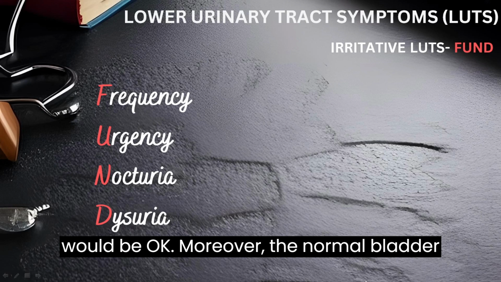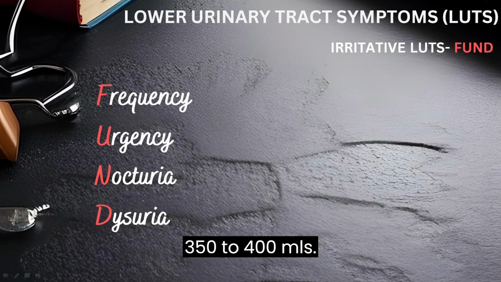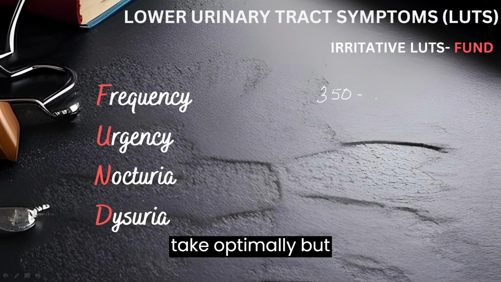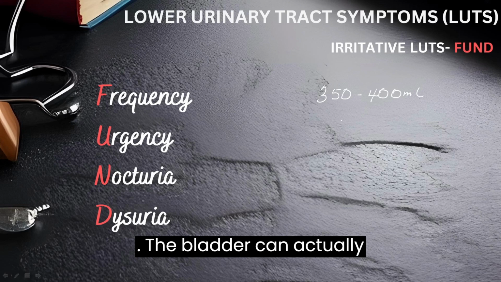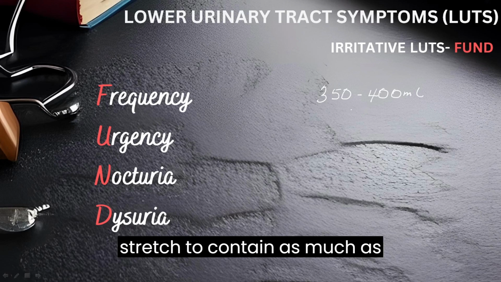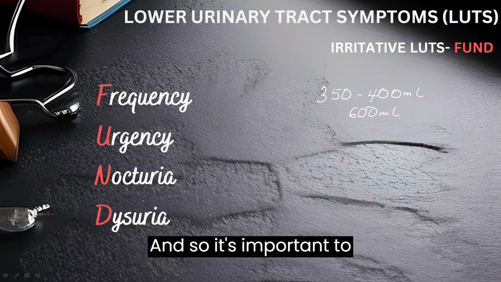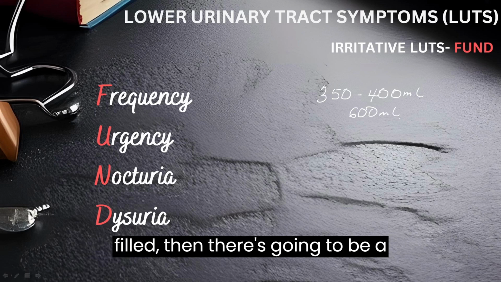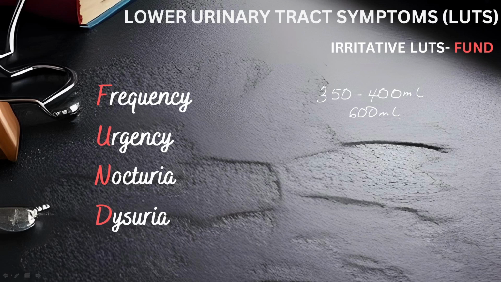Moreover, the normal bladder capacity ranges from somewhere around 350 to 400 mils. This is how much your bladder can take optimally. But the bladder can actually stretch to contain as much as 600 sometimes if need be. So the bladder is very, very compliant. And so it's important to understand that if the bladder gets too filled, then there's going to be a detrusor contraction that will lead to the voiding phase.